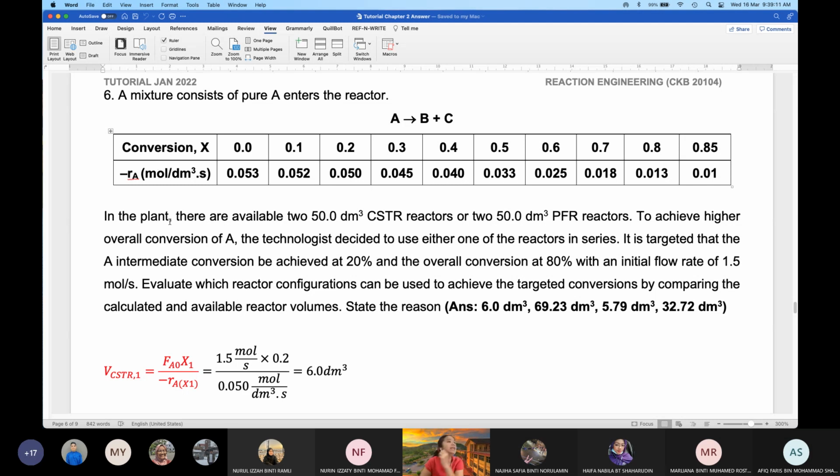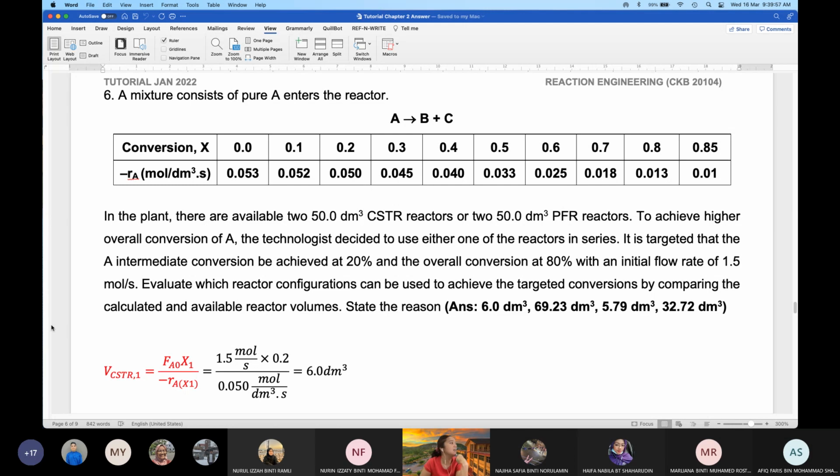Okay, so in the plant, there are available 250 dm³ CSTR reactors or 250 dm³ PFR reactors. Okay, so imagine in your plant, you have two types of reactor. You have CSTR, of which you have two CSTR with volume 50 dm³. So you see dm³, the dimension is volume, you know it is your reactor volume. So, you have 2 CSTR, each 50 dm³, and you have 2 PFR, each also 50 dm³. So, basically, you have 4 reactors, 2 CSTR, 2 PFR, all with volume 50 dm³.